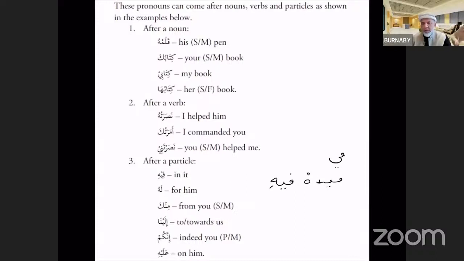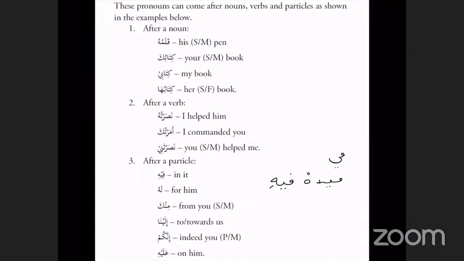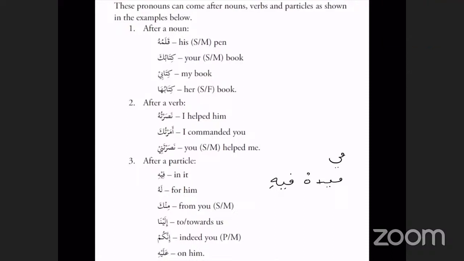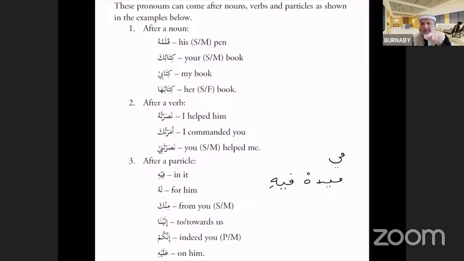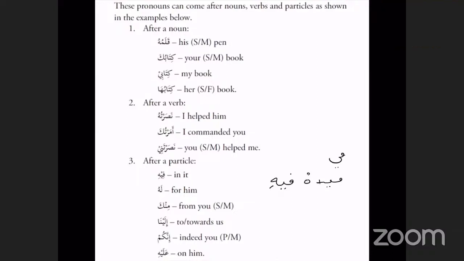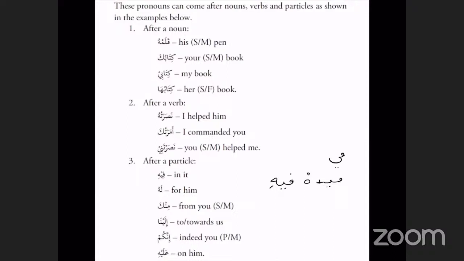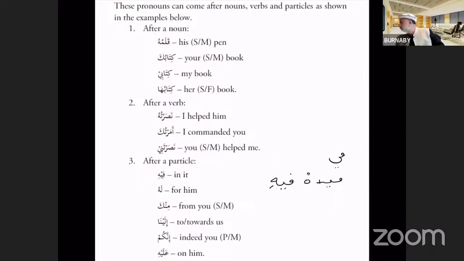Hu, huma, hum. Ha, huma, hunna. Third person, six of them, three for male, three for female. So minhu, minha, minhuma, minhum for the male. Minha, minhuma, minhunna, female, third person. Minka, minkuma, minkum, second person, male. Minki, minkuma, minkunna, second person, female. Now remaining, me and us: min, ni, min, na. Making sense? Yeah. Okay. So let's take a break from the iPad.